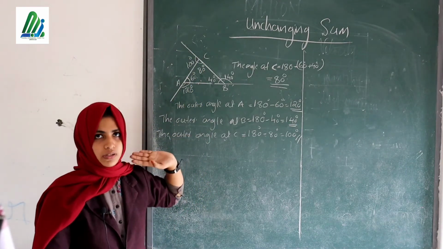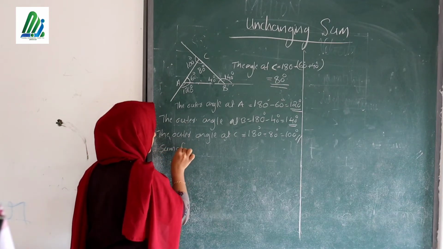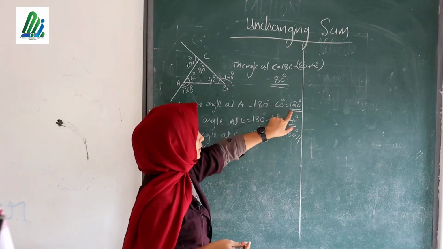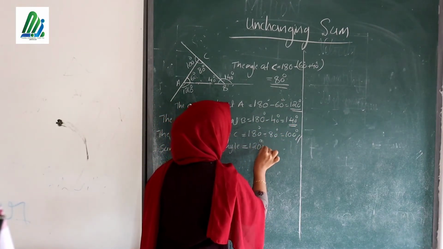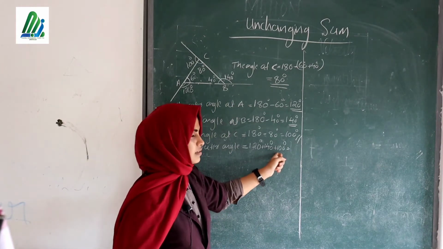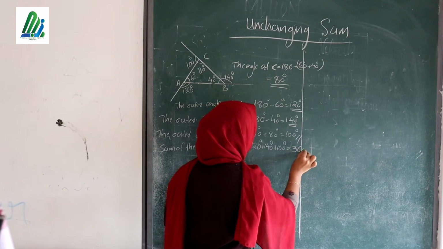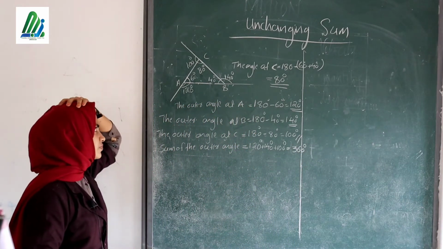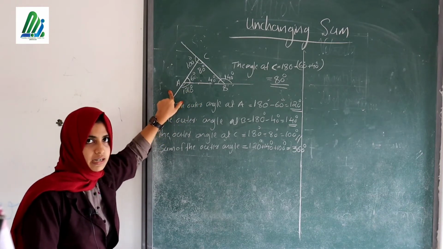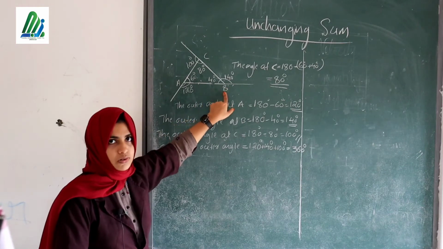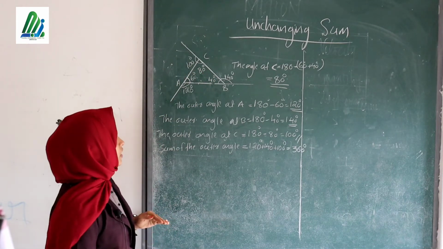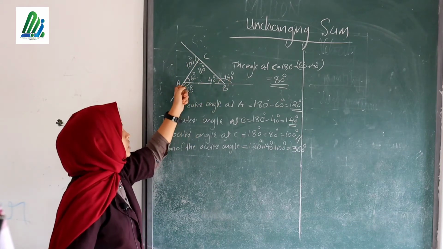When we add the outer angles, the sum of the outer angles is equal to 120 plus 140 plus 100 degrees, which means 360 degrees. Also, the sum of the inner and outer angle at A is 180 degrees, and the sum of inner and outer angle at B is also 180 degrees. And when we add 100 plus 80, the inner and outer angle at C is also 180 degrees.